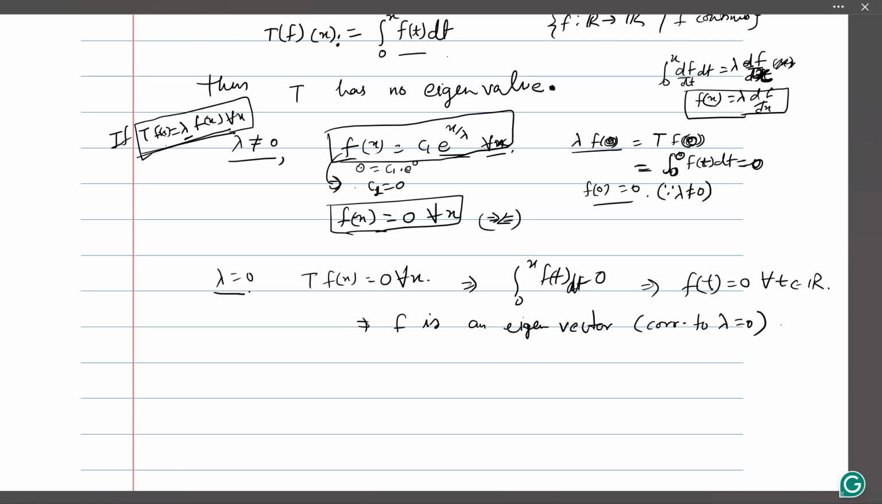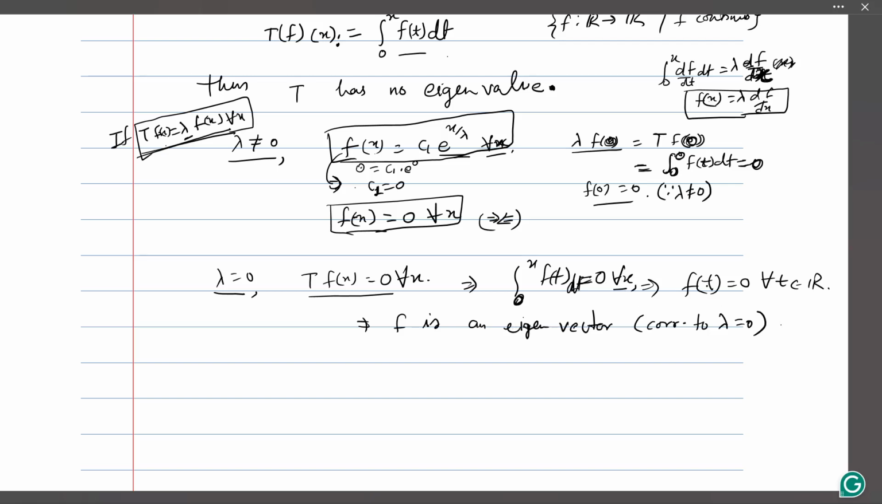Now next is when lambda is equal to 0. When lambda is equal to 0, Tf is equal to lambda f, so Tf is 0 for every x. This implies the integral from 0 to x of f(t) dt is 0 for every x.